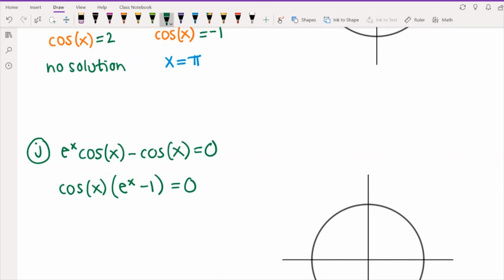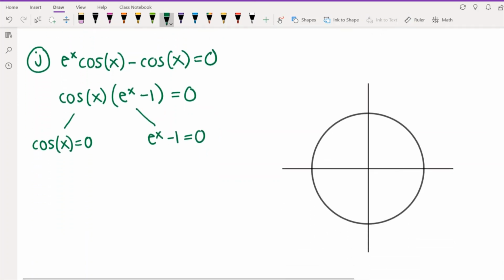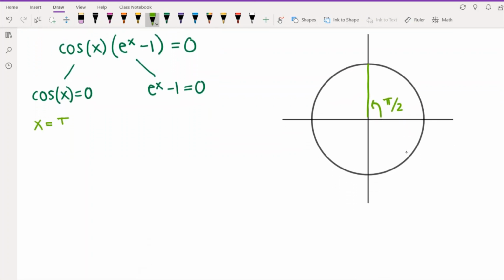So now we want to set each part equal to 0, same way that we always do. So either cosine of x is equal to 0, or e to the x minus 1 is equal to 0. And so where is cosine of x equal to 0? Well, this one we already talked about, right? So that happens at an angle of pi over 2. So x could be equal to pi over 2. Also happens at an angle of 3 pi over 2. So x could be equal to 3 pi over 2.